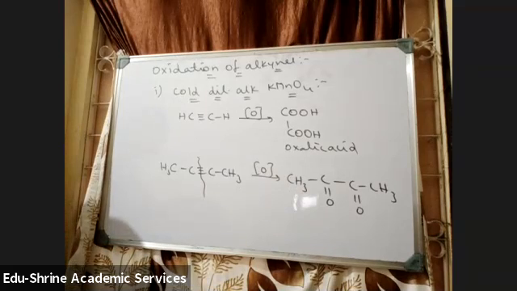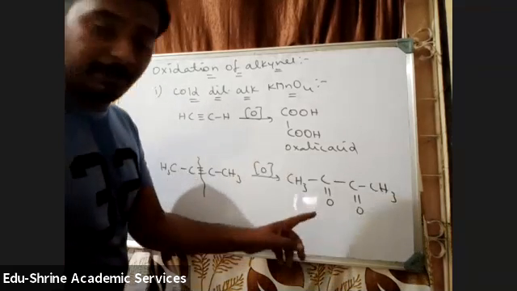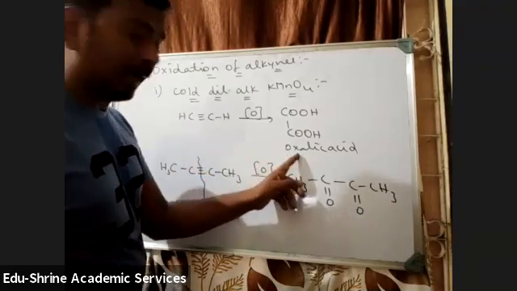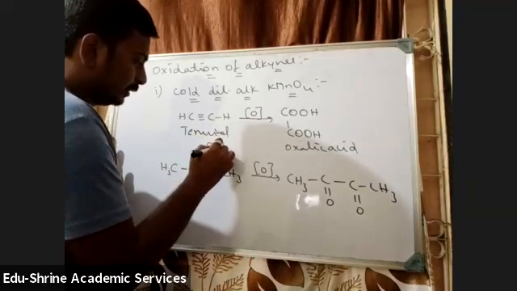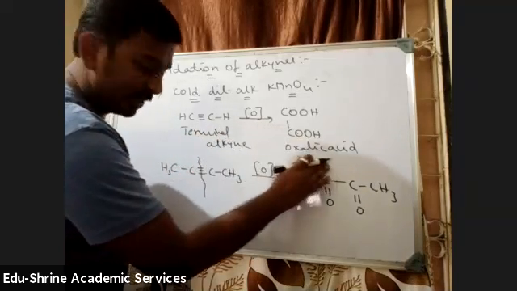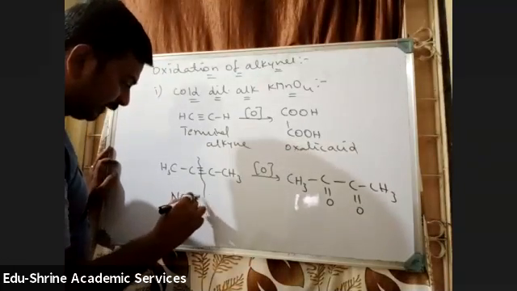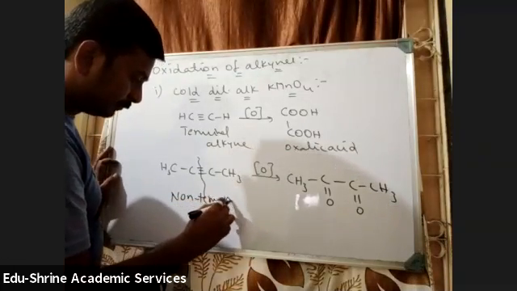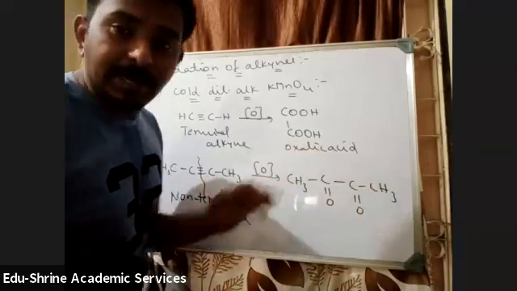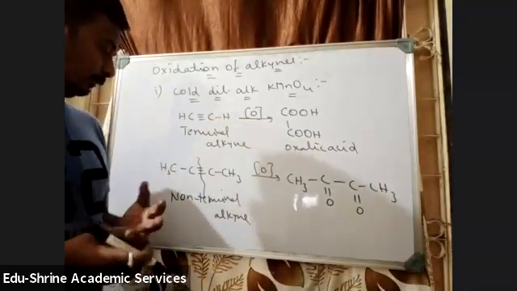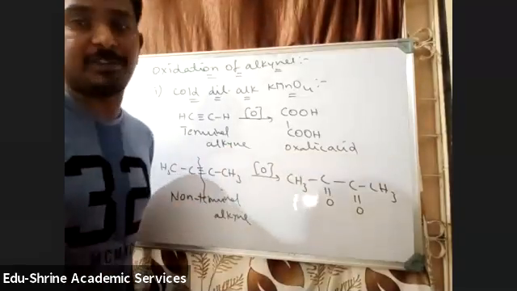You will get a diketone. Remember, if it is a terminal alkyne, you will get acids. If it is a non-terminal alkyne, you will get diketones. Only these two examples you remember, that is sufficient.